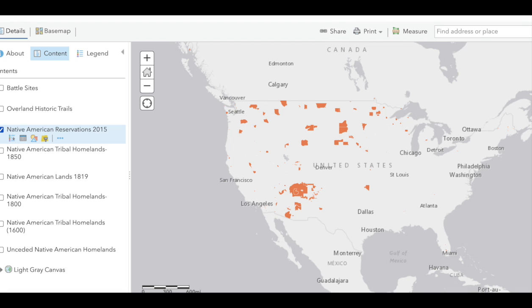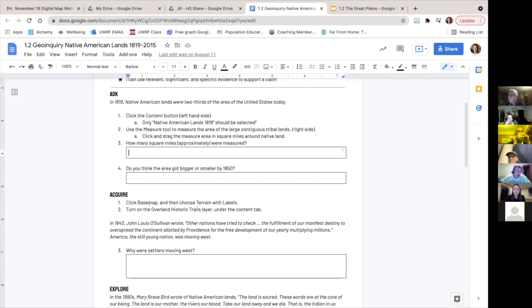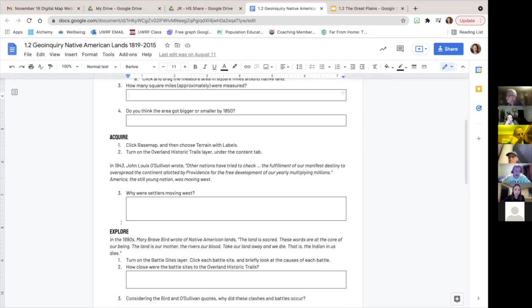I did a little bit different things for different classes, but I didn't go past the Acquire with any class.